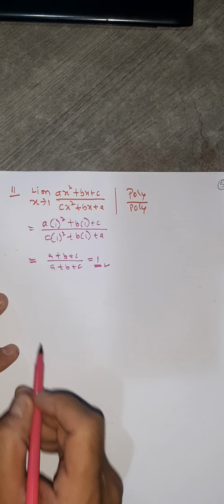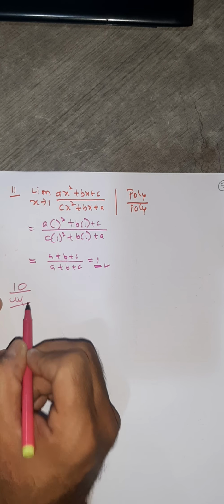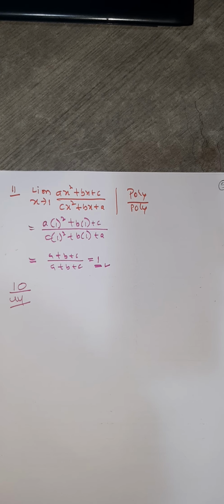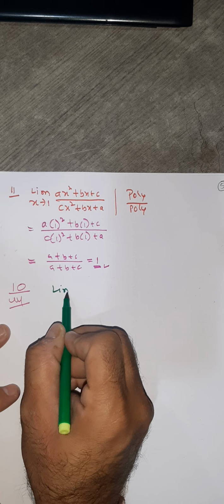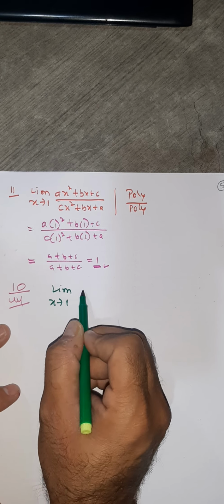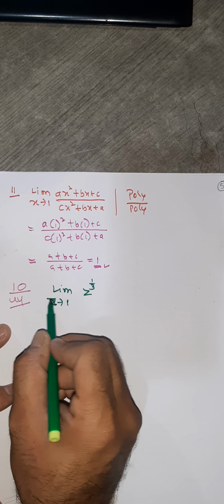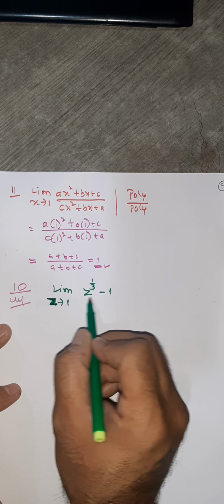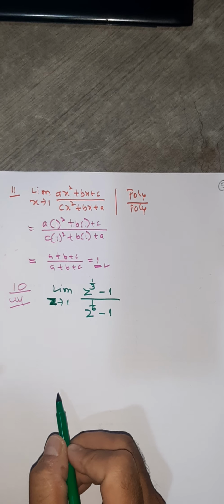Let's go to the previous 10th one. That is a really good question. Right? By looking at the question, you must have realized what should be done. You have powers, remember. So limit z tends to 1, z raised to 1 by 3. Sorry, here z tends to 1. Variable is z here. Minus 1 upon z raised to 1 by 6 minus 1.